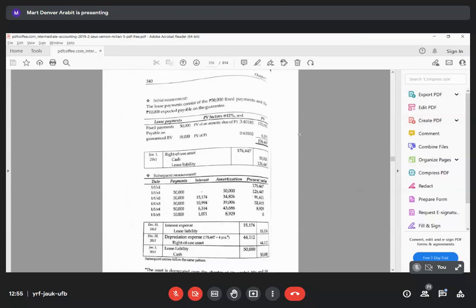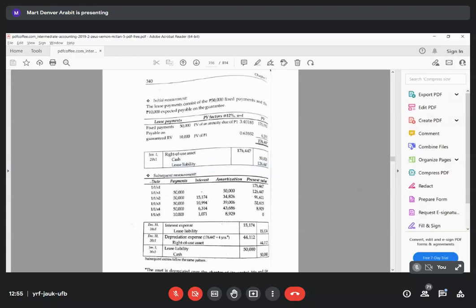So let's continue. The lease payment consists of 50,000 fixed payment and 10,000 expected payable on the guarantee. Okay, so 50,000 na babayaran for 4 periods at 12%. So ito yung present value niya. And kukumpute lang natin yung present value of the guaranteed RV. So ito na yung magiging present value ng ROU natin. And for lease liability, since payable siya in advance, i-deduct na natin yung binayaran niya in advance for January 1, 2021. Then the remaining amount will be yung lease liability for that year.